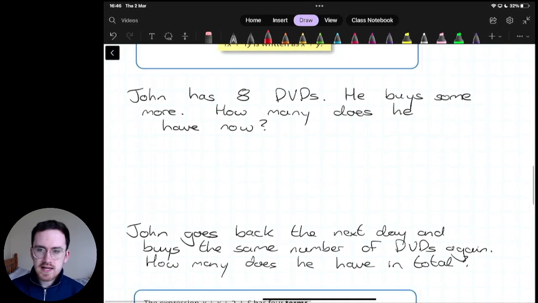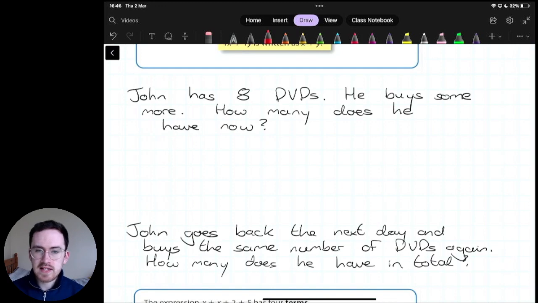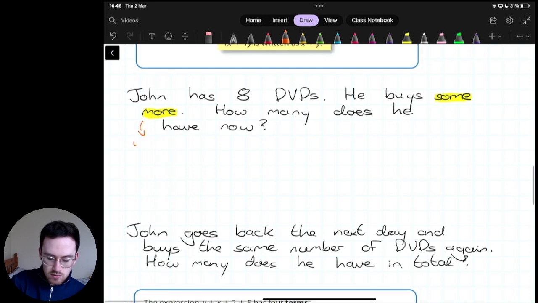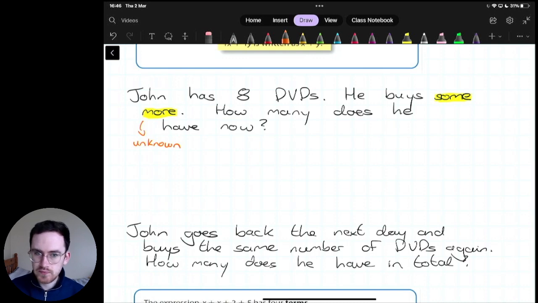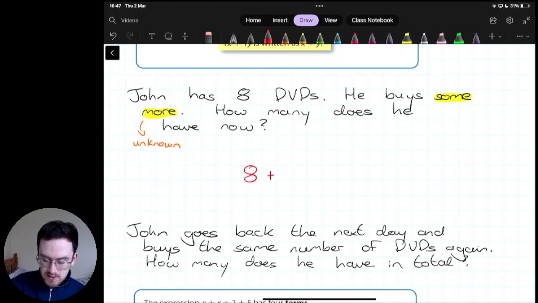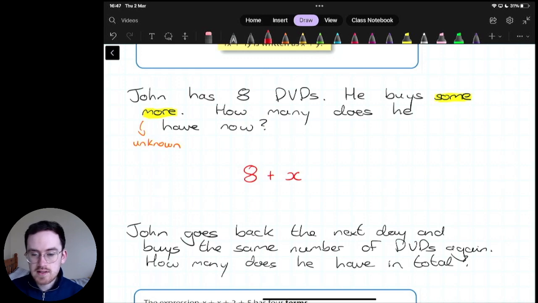So if John has 8 DVDs and he buys some more, how many does he have now? Well, we haven't been told how many, we've just been told some more. So that would be what we would consider an unknown. Okay, we don't know how many he bought. He had 8, he bought some more. So if we have a number that we don't know, what we generally do is represent it by a variable. So we would say that he has maybe 8 plus x. Okay, so x is some number, it's the some more, and we just don't know what it is. So we do 8 plus x.